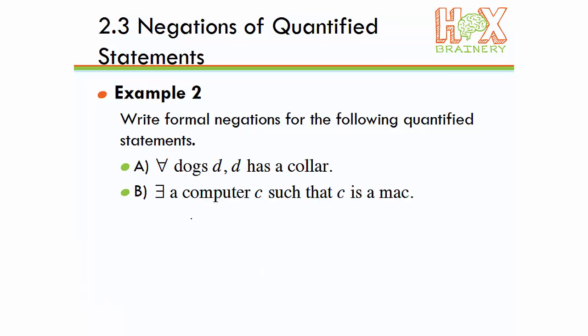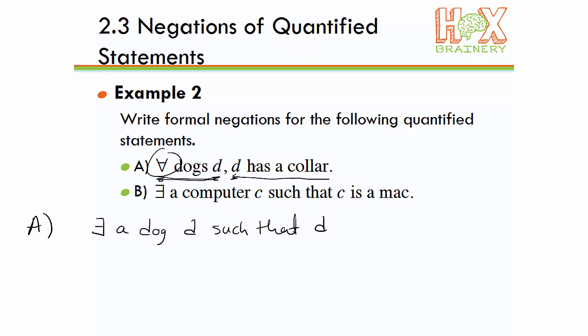Example 2. Now we're going to write formal negations for the following quantified statements. So for part A, we have for all dogs D, D has a collar. So this is an all statement, so it has to be turned from a universal into an existential, some are. So this is going to be, there exists a dog D such that D, and then we're negating this here.